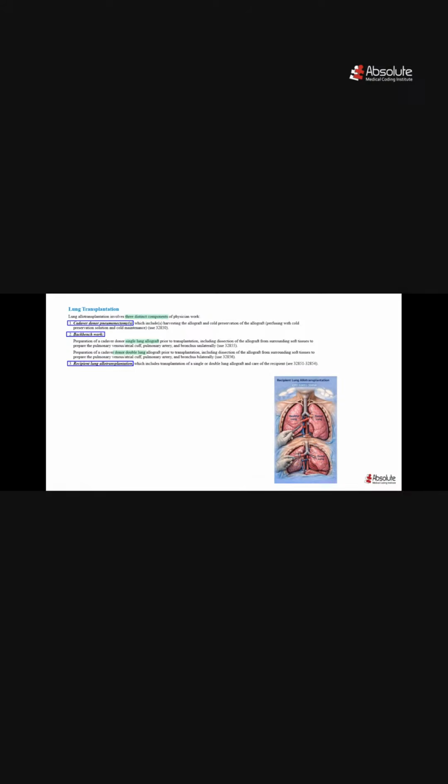32856. And finally, the third component, that is recipient lung allotransplantation. This is the actual transplantation into the patient's body, and it includes the care of the recipient as well. The CPT codes here are 32851, which is used for a single lung transplant without cardiopulmonary bypass. Then we have 32852, that is for single lung transplant with cardiopulmonary bypass. So the only difference between these two codes is whether it's performed with a cardiopulmonary bypass or not.